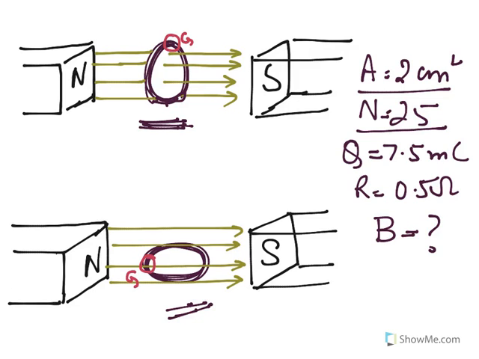So when it is given a 90 degree turn, this comes here. This galvanometer measures the charge as 7.5 millicoulombs. The resistance of the coil and the galvanometer together is 0.5 ohms. We need to find out what is the field strength.